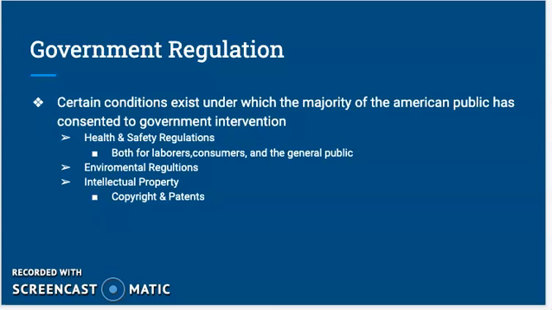Intellectual property, right? Copyrights and patents, right? We do expect that if you create something new, whether as an inventor or an artist, that you will be entitled to reap the rewards of that. And that if someone else tries to copy that which is your own unique invention, that the government will step in to protect your unique claim to that invention. So these are circumstances where even many of the most conservative Americans would still say, yeah, for these kinds of things, we do need the government to step in and take a role in the economy.